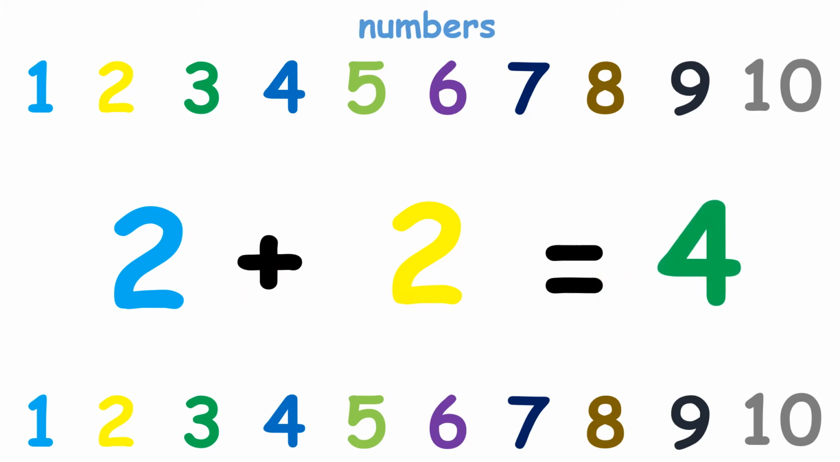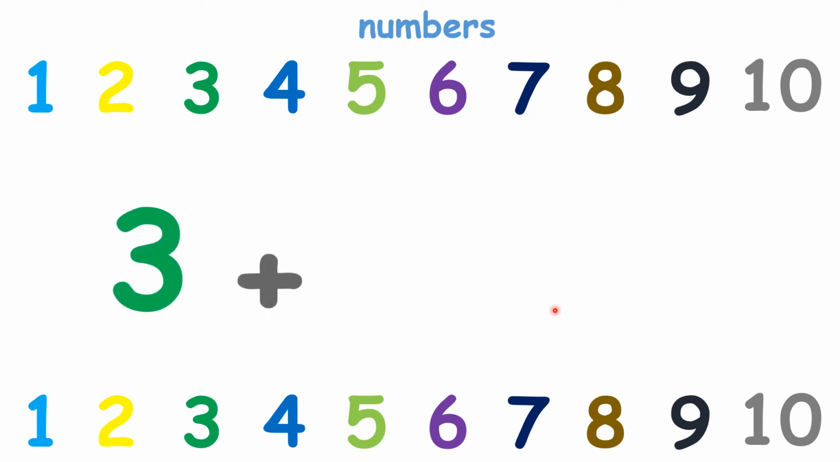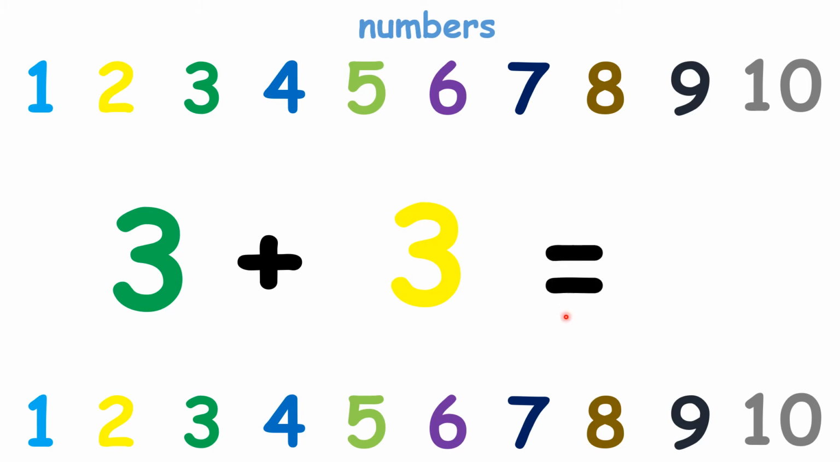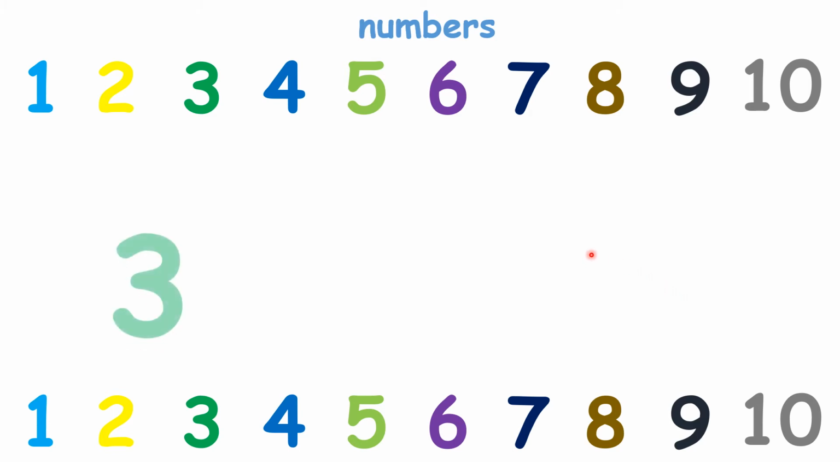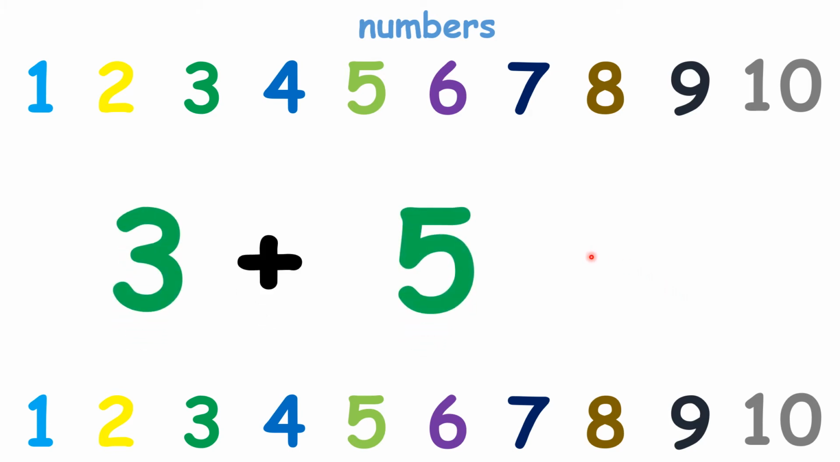Okay, very good. Let's try this. 3 plus 3 equals, have you got it? 6. 3 and 3, or 3 plus 3 equals 6. You can say 3 and 3 is 6, or 3 plus 3 equals 6. Let's try another one. 3 plus 5 is number 8. Yeah, 3 and 5 is 8, or 3 plus 5 equals 8.